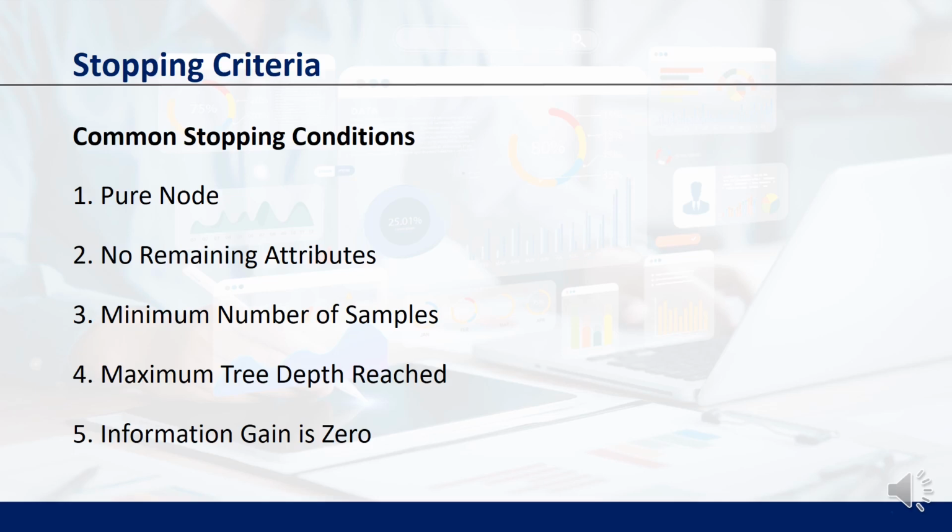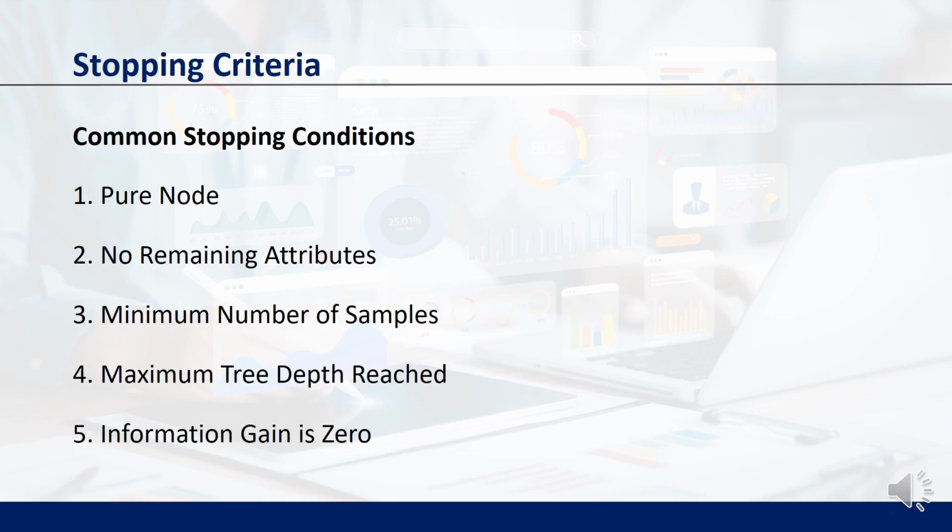Now we have reached another important part of decision tree construction, which is stopping criteria. The question is, when should the decision tree stop splitting? If the tree continues splitting without any restriction, it can become extremely deep and complex. Such a tree may memorize the training data. This is called overfitting. Therefore, decision trees use stopping conditions.